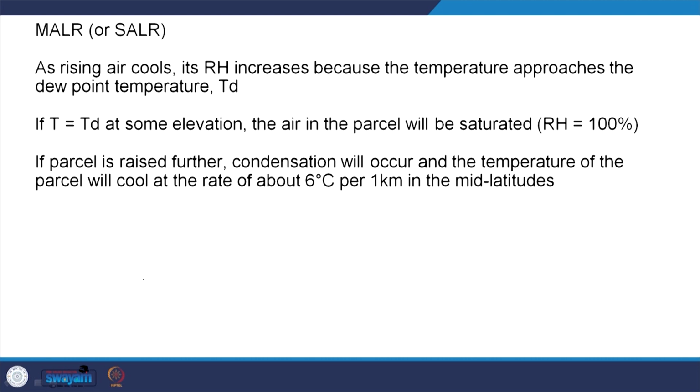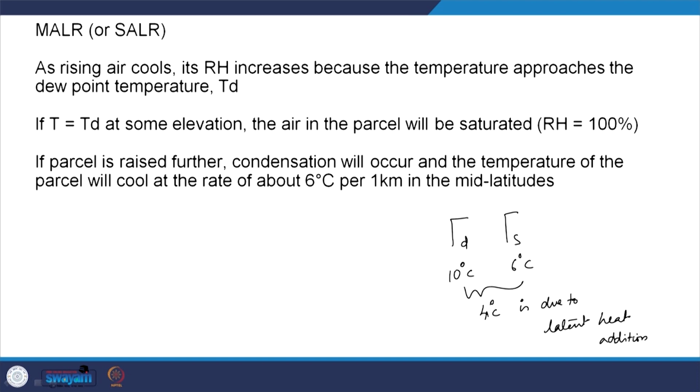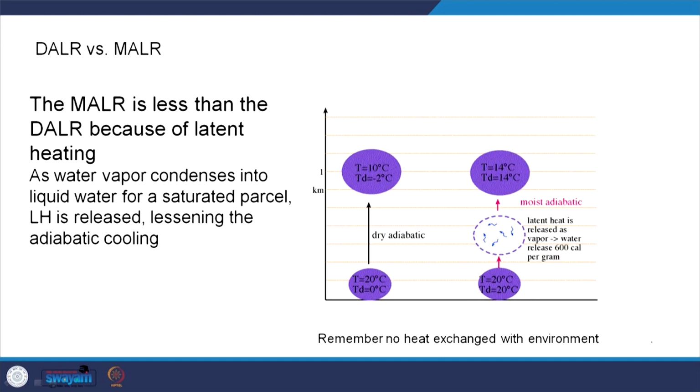So, now the basic difference is that gamma D is to be taken as 10 degrees Celsius and gamma S is to be taken as 6 degrees Celsius, and this difference of 4 degrees Celsius is due to latent heat addition. That is it. Okay.